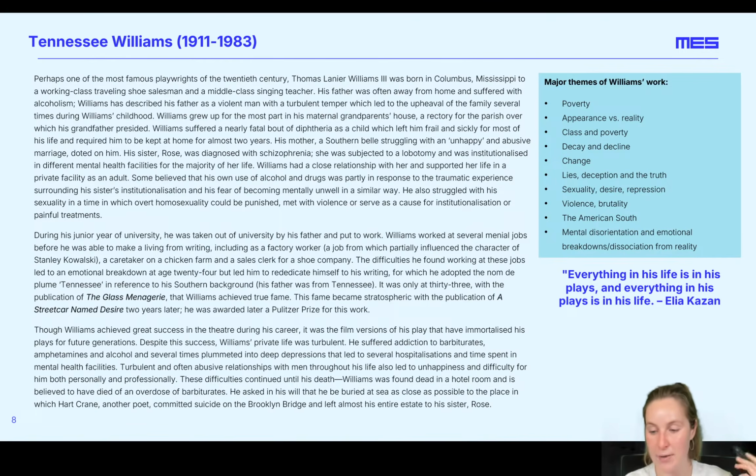The difficulties he found working at these jobs led to an emotional breakdown at age 24, but led him to rededicate himself to his writing, for which he adopted the nom de plume Tennessee in reference to his southern background. His father was from Tennessee.